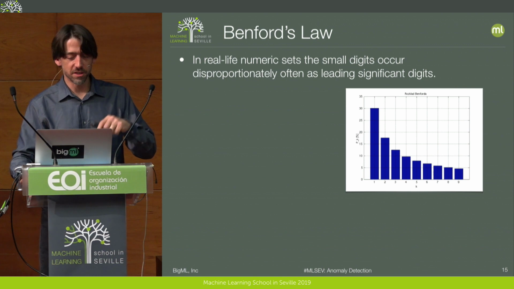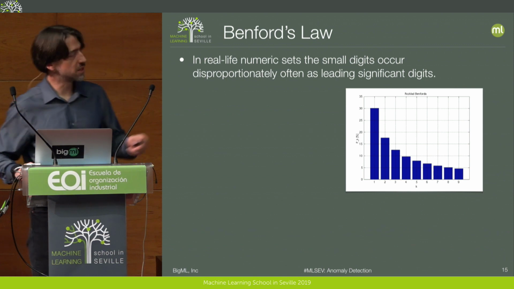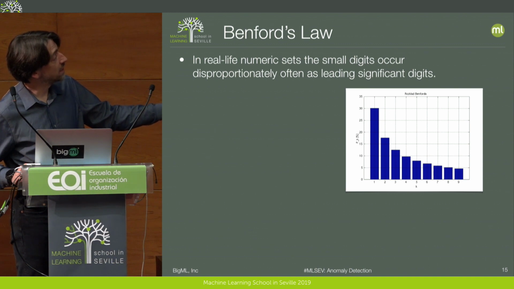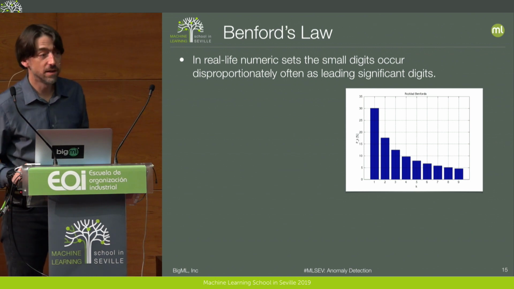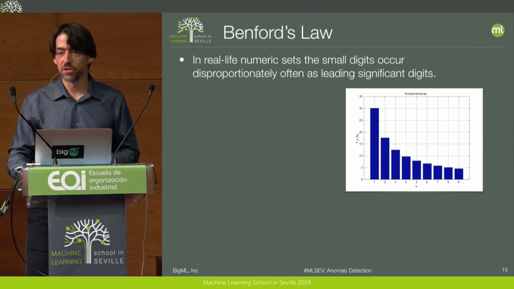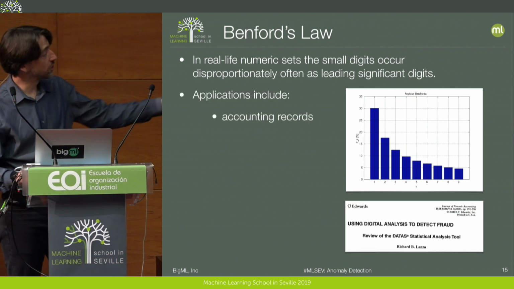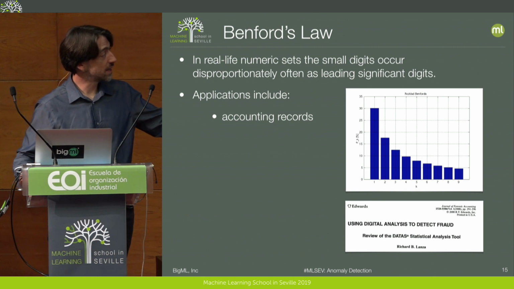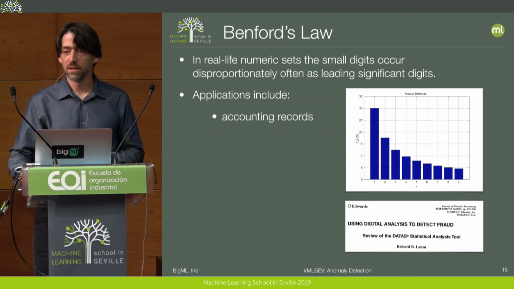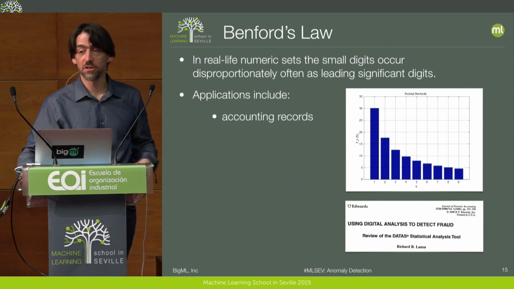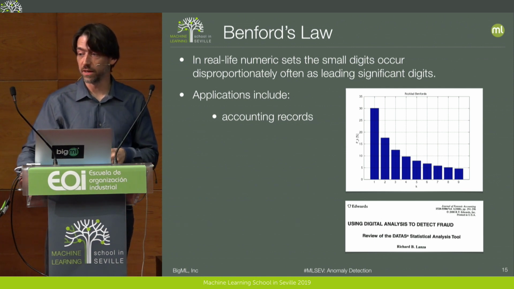In numeric sets, the smaller digits occur disproportionately often as leading significant digits. So this is a distribution of a data set that has numbers in it. This is the frequency of numbers that have a 1 as the first digit, the frequency of 2, and this is the frequency of 9. This is a property of data sets that have numbers in them, period. Applications include accounting records. This is a real case of detecting fraud in accounting by using Benford's Law, just taking the accounting transactions, running this, and seeing the distribution doesn't match, and knowing that those transactions have been fraudulently created.